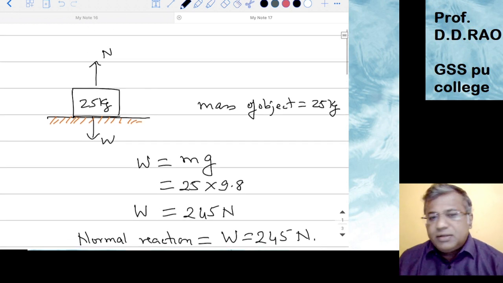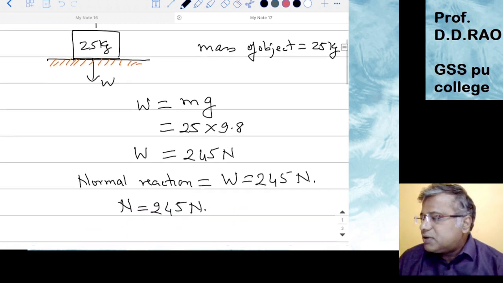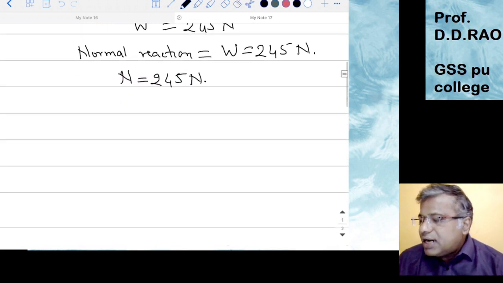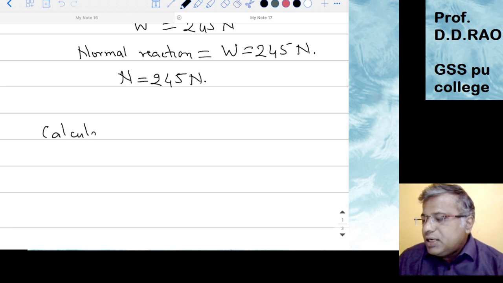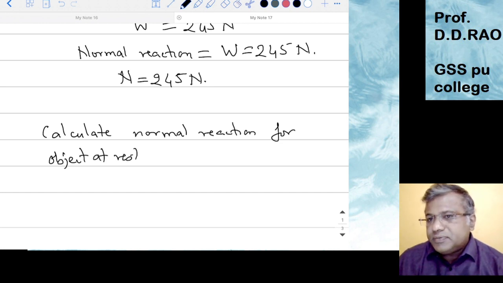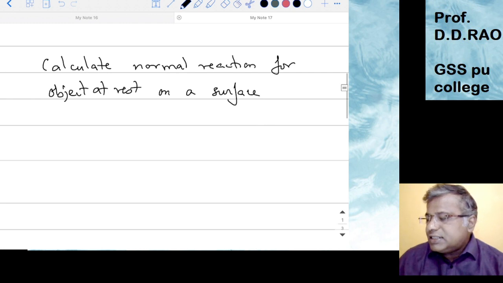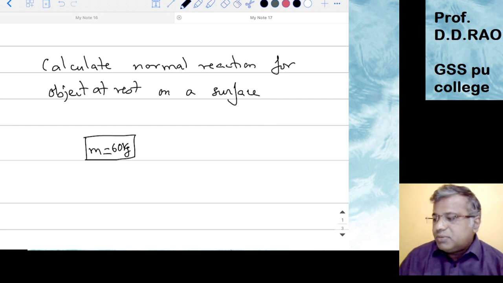Let me take one more example so that you are more clear with this particular concept. Let us say I ask you, calculate normal reaction for an object at rest on a surface. Now let us say for example, this object has a mass of 60 kgs. So what will be its normal reaction?